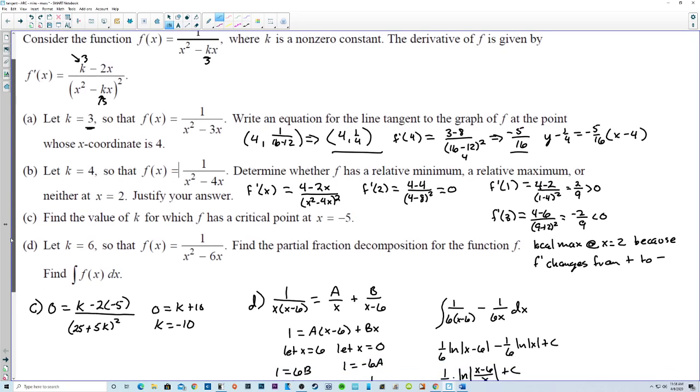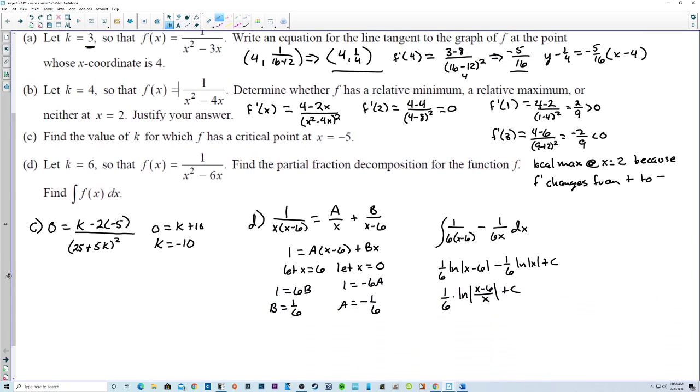Letter D, let k equal 6 so that f of x is equal to, and we're plugging 6 in for k. Find the partial fraction decomposition for the function f. So we factor the denominator, that's A over x and B over x minus 6. And then we get common denominator. So we multiply this by x minus 6. We multiply this by x. Now we don't need the denominators.